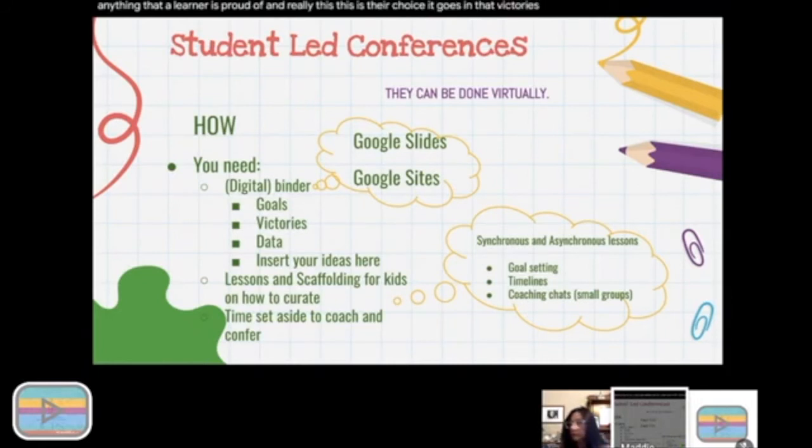Anything that a learner is proud of, and really this is their choice, goes in that victories section. And thirdly, data. This might be where a learner keeps track of their growth on assessments. There are a lot of sessions later on today around Mastery Connect, which is a great tool that our district will have access to help us shift into a standards-based grading mindset. And it has a student portal where students can see their goals and see their assessments. This might be something that we keep in that data section as well.